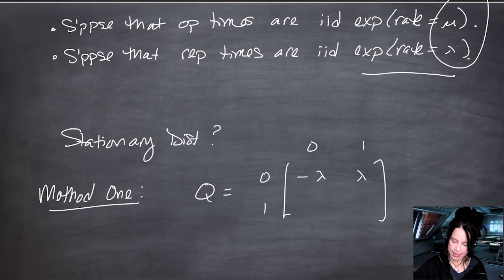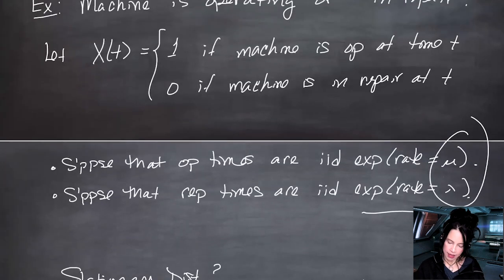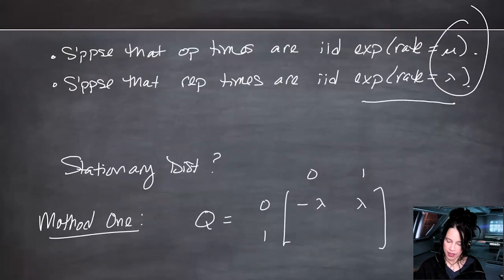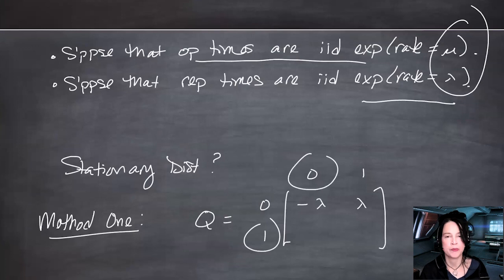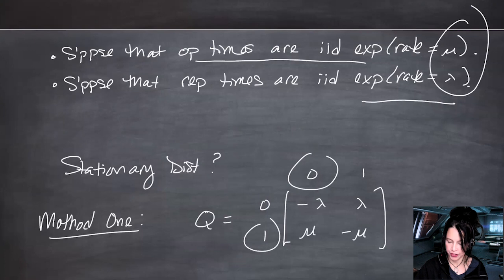If I'm in state 1, that means the machine is operating, it will move down to state 0 after the machine stops operating, and it will operate for an exponential amount of time with rate mu. So mu is the rate of moving from 1 down to 0, and then the other entry has to be negative mu.